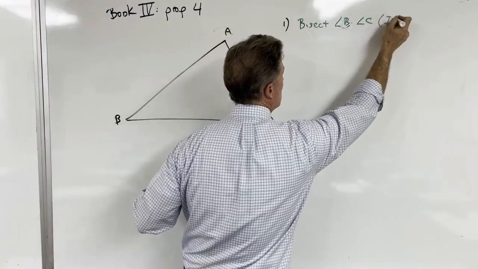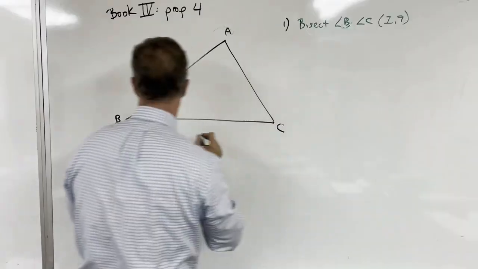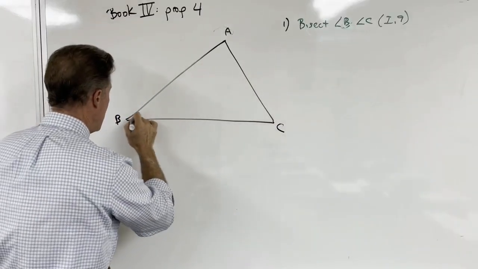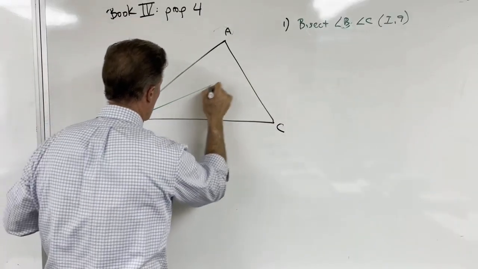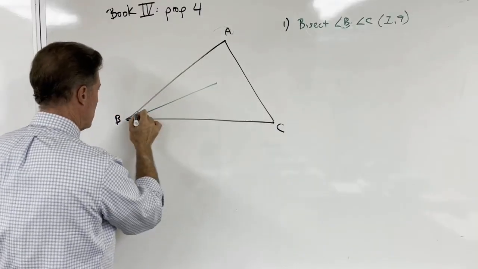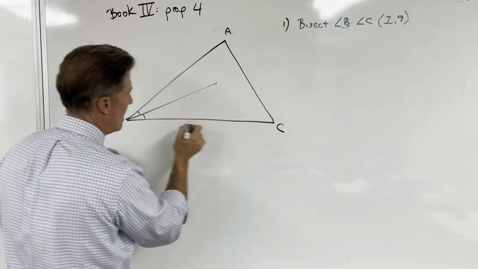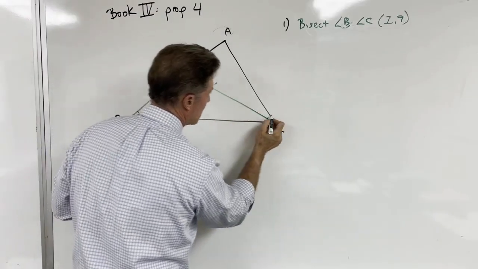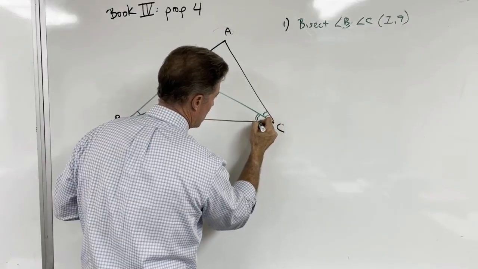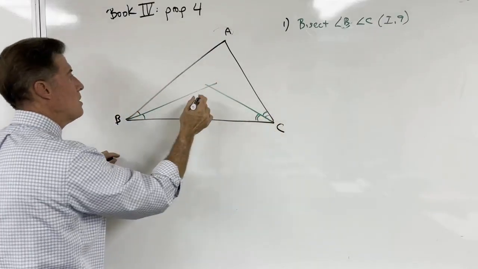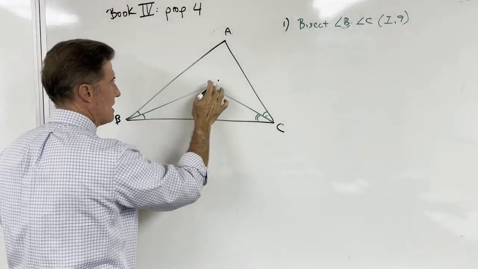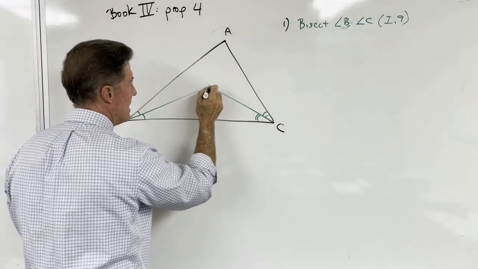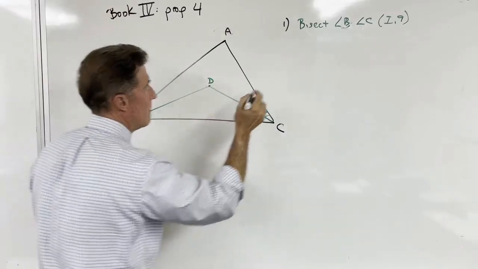We can do this using Book 1, Prop 9. So we're going to take this big angle here, and we're going to cut it into two equal portions with this angle bisector. So this angle will equal this angle. Same thing here, we're going to cut angle C into two equal portions with an angle bisector. So this angle equals this angle. And we're going to extend those angle bisectors until they intersect. And we'll call that point of intersection D.